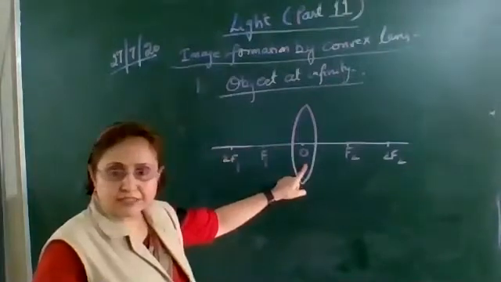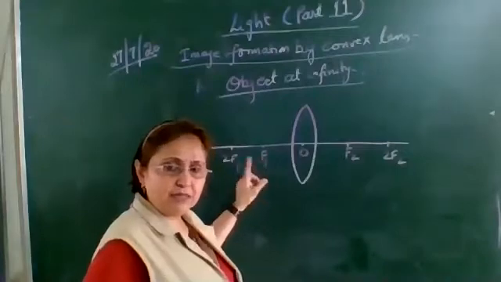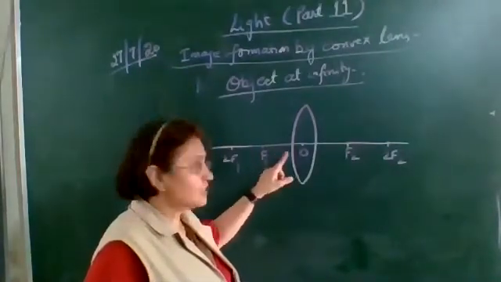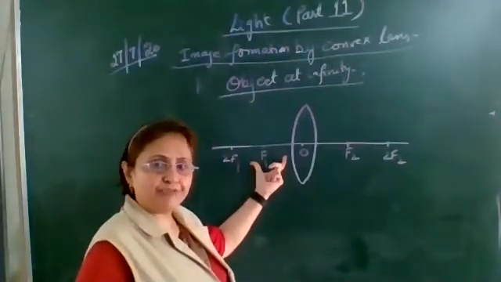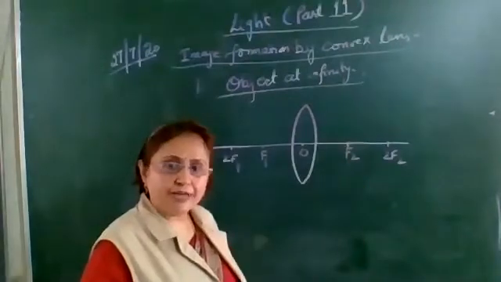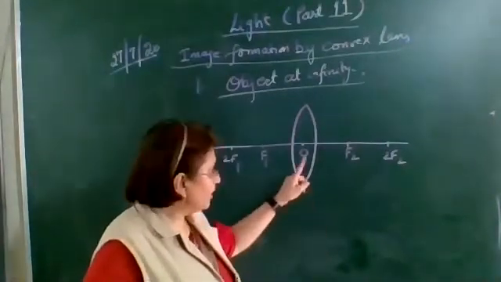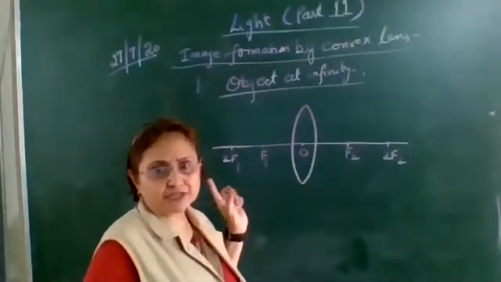Optical center, the central point of the lens. On the left side, F1 and 2F1. The 2F1 distance, O to 2F1, should be double that of OF1. The same way, on the right side also, we'll mark F2 and 2F2. Okay, now we'll place the object always towards the left of the lens.